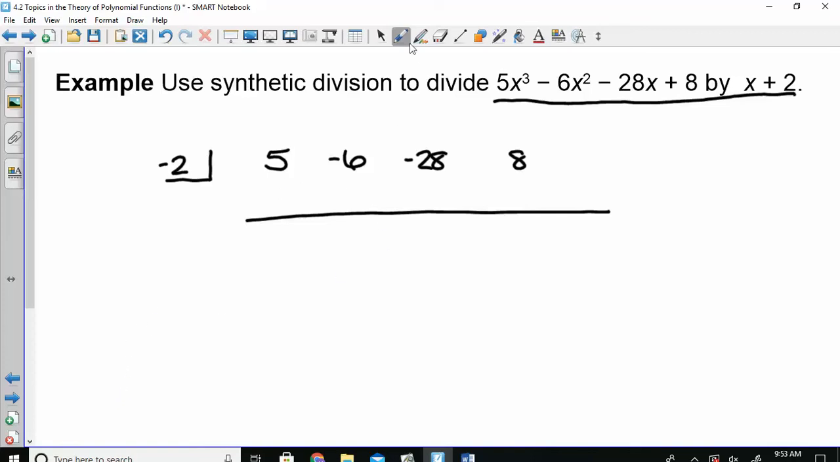When you do this, the first number comes all the way down. So I bring that 5 all the way down, and then we just multiply and add. So 5 times negative 2 is negative 10. Add: negative 6 plus negative 10 is negative 16. Multiply: negative 2 times negative 16 is positive 32. Add, we get positive 4. Multiply: 4 times negative 2 is negative 8. Add, and we get 0.